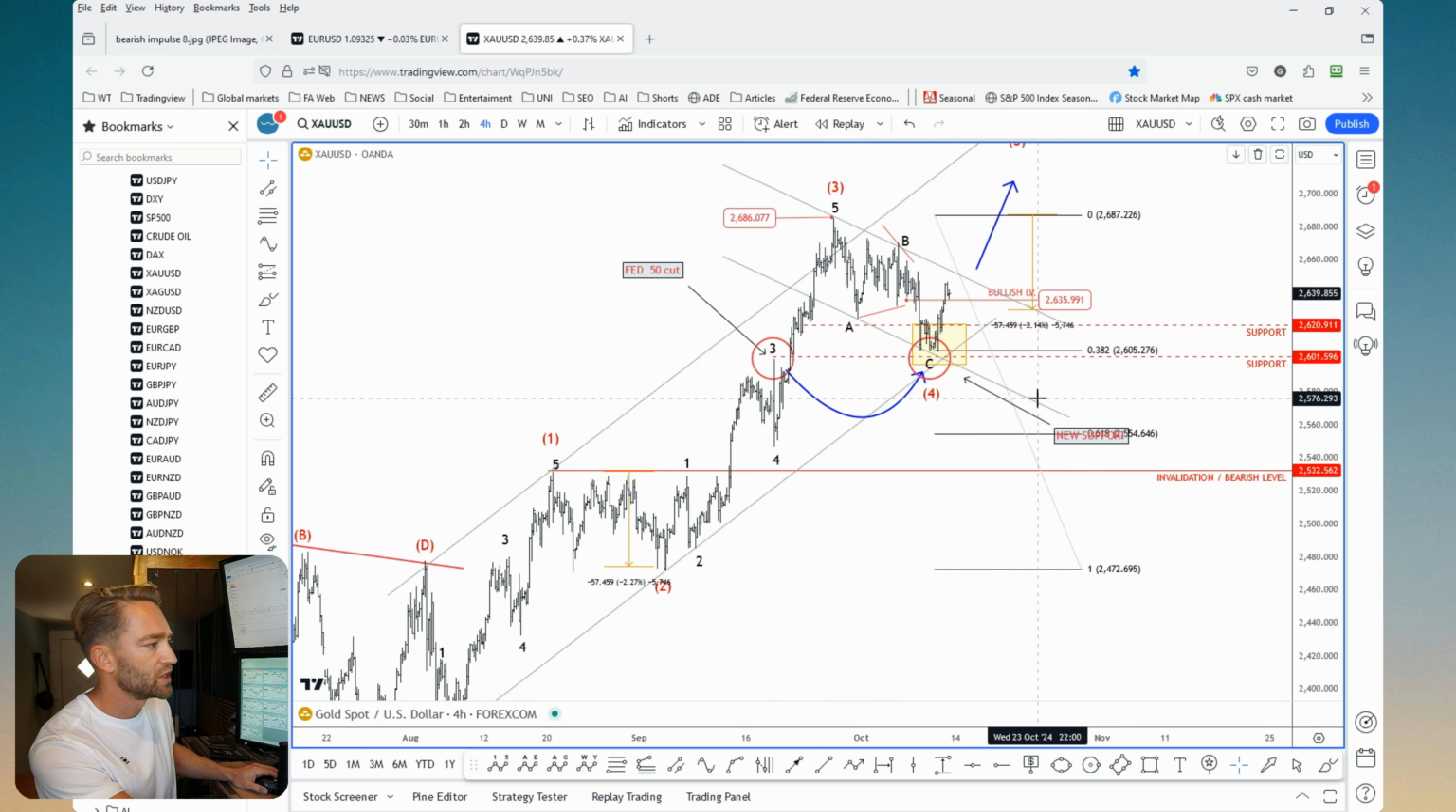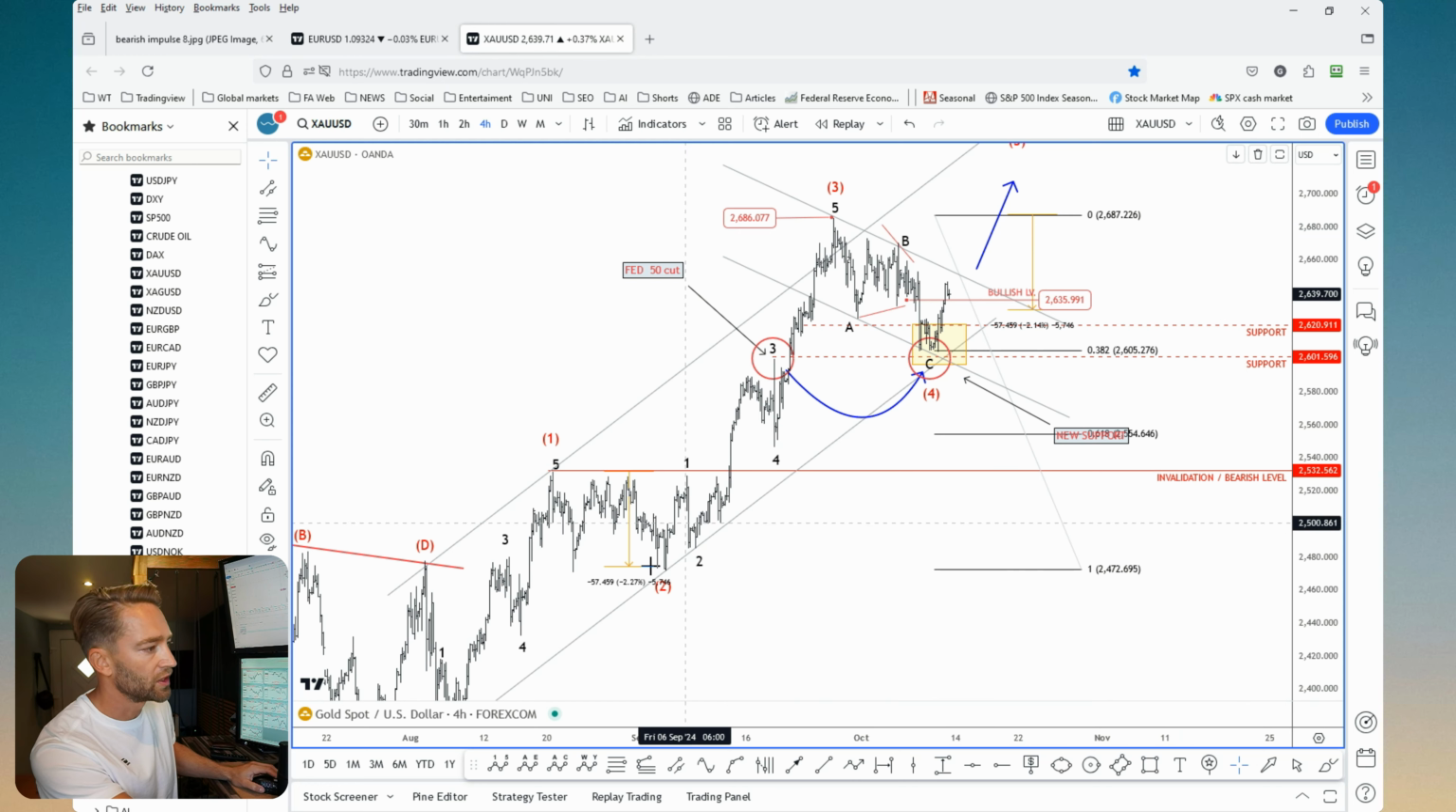On the downside, what is really important is definitely this channel support. If this one is broken, and let's say that we go back below 2600, then of course this would be the first important indication that something is changing here. But the real confirmation for potential invalidation of the wave count and the top in place would be if market drops back below 2532.